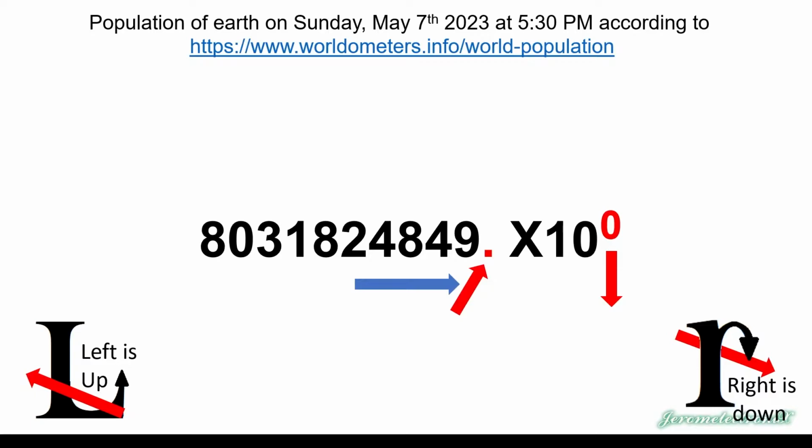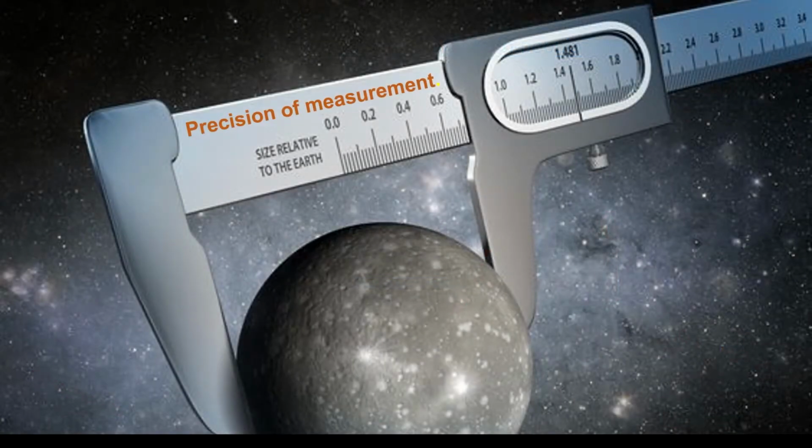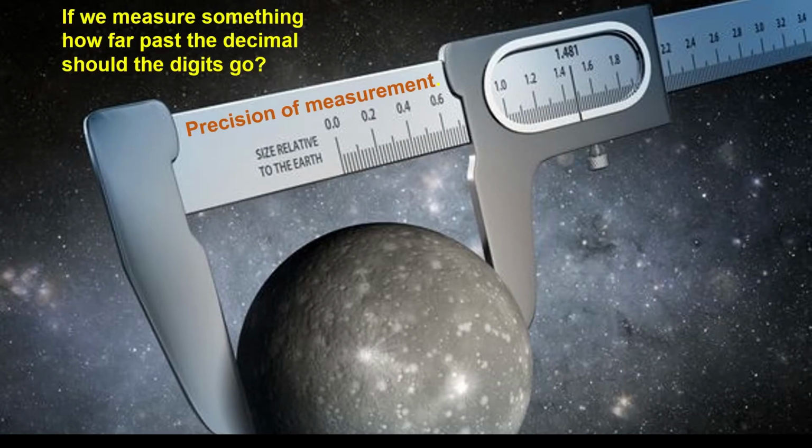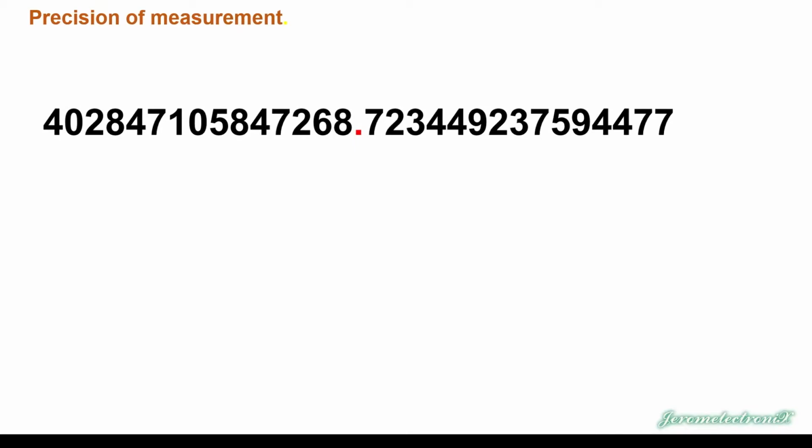And that is really kind of the definition of scientific notation. We'll get more into that in a minute. Another thing we need to talk about before we get into scientific and engineering and prefix notation more deeply is how precise do we want our measurements to be? If we measure something like the moon, how far past the decimal do we want to go? How precise do we need this number to be? Well, that's a little bit different for scientific notation than it is for engineering notation.